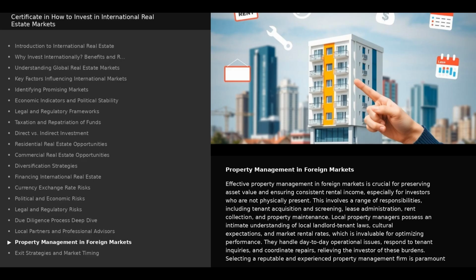Local property managers possess an intimate understanding of local landlord-tenant laws, cultural expectations, and market rental rates, which is invaluable for optimizing performance. They handle day-to-day operational issues, respond to tenant inquiries, and coordinate repairs, relieving the investor of these burdens. Selecting a reputable and experienced property management firm is paramount for success. Their expertise ensures smooth operations and tenant satisfaction.